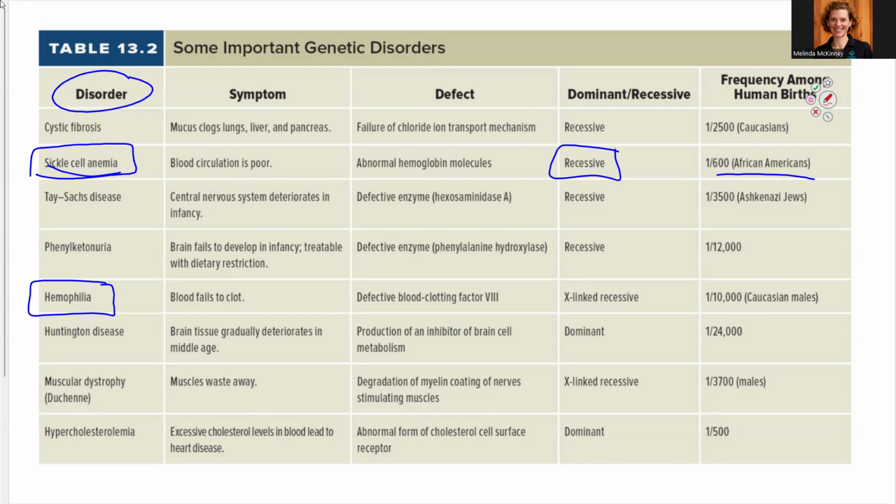And then hemophilia, this example is an X-linked recessive trait. Again, this is one that is more common in males, and you can see that over here in terms of the rate. It's really low in females, but because it's X-linked recessive, it's common in males.